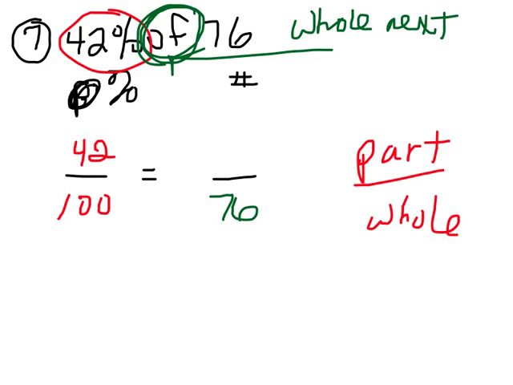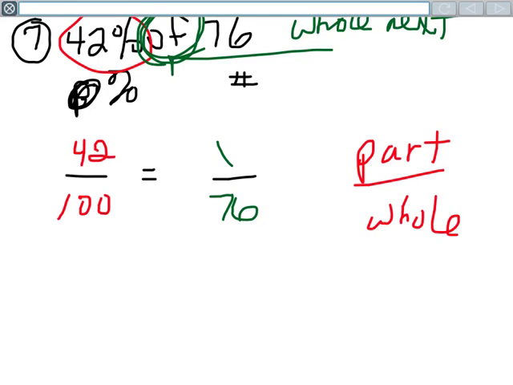Plus, think about it. They want 42% of 76. They want part of 76, not all of it, but part of it. So the piece that's missing I'll call x. Oh, shoot. I think I just messed this up. We'll see. Maybe it'll go. I'm going to call that x.